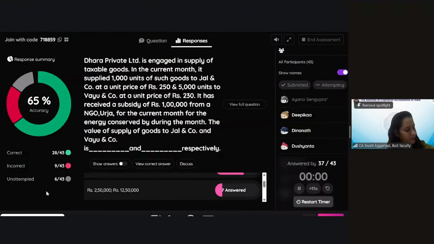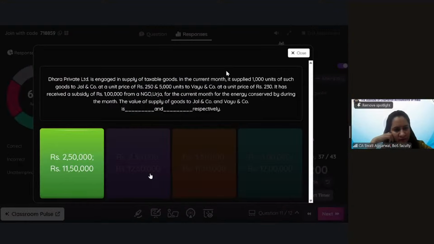So, yes, very good. Navneet, your answer is right. Let us see the correct answer. Correct answer is option A, rupees 250 and rupees 1150. कैसे आया है ये आंसर? 1,000 units into rupees 250 and 5,000 units multiplied by rupees 250.